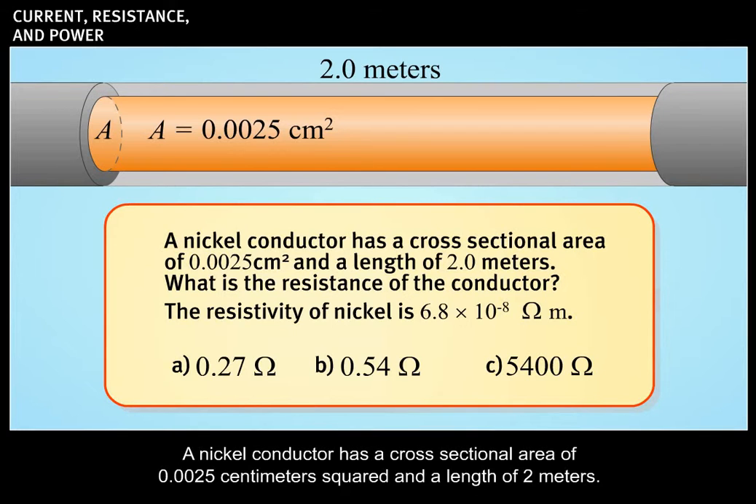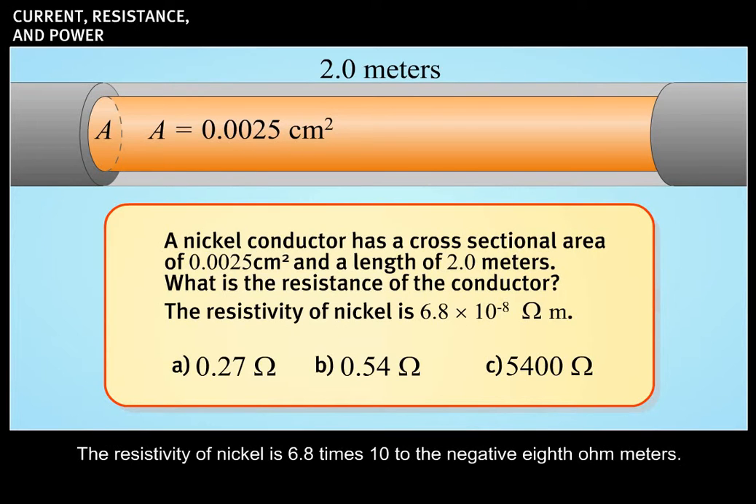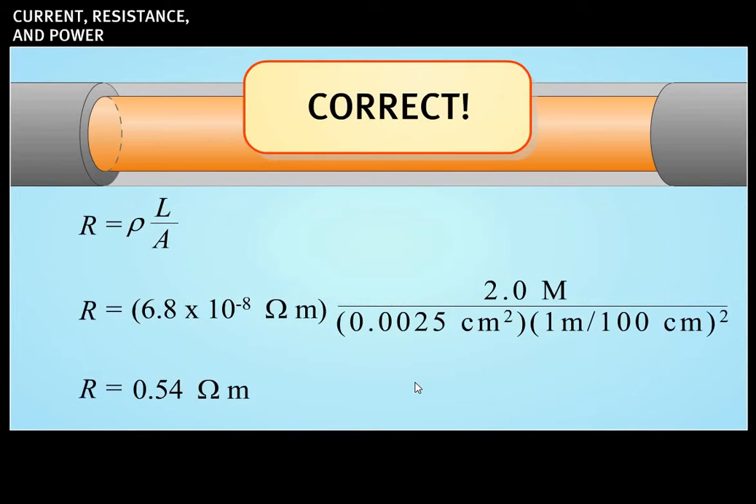A nickel conductor has a cross-sectional area of 0.0025 centimeters squared and a length of 2 meters. What is the resistance of the conductor? The resistivity of nickel is 6.8 times 10 to the negative 8 ohm meters. Correct.